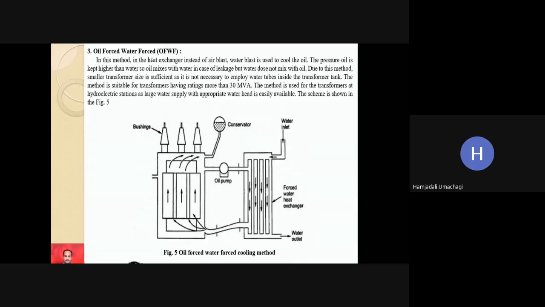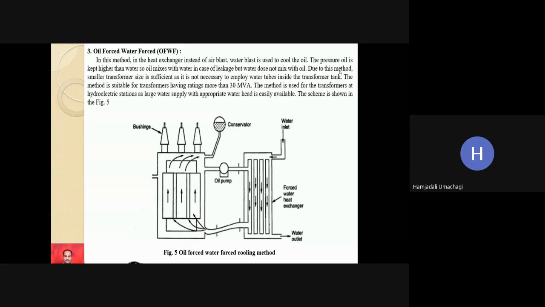In this method, in the heat exchanger, instead of air blast, water blast is used to cool the oil. The pressure of the oil is kept higher than the pressure of the water, just to avoid mixing of the oil with the water. So oil mixes with water in case of leakage, but water does not mix with the oil.